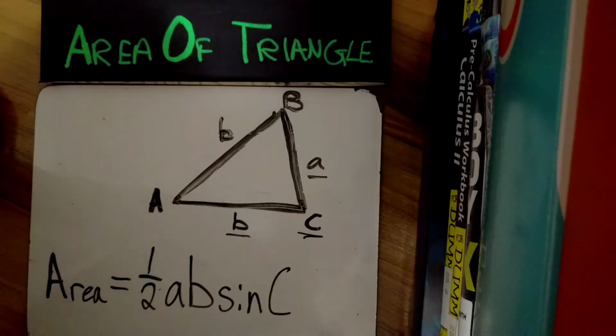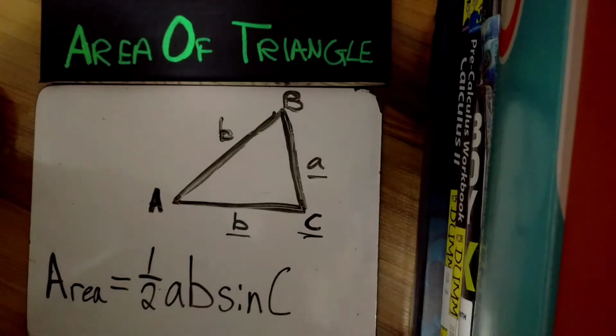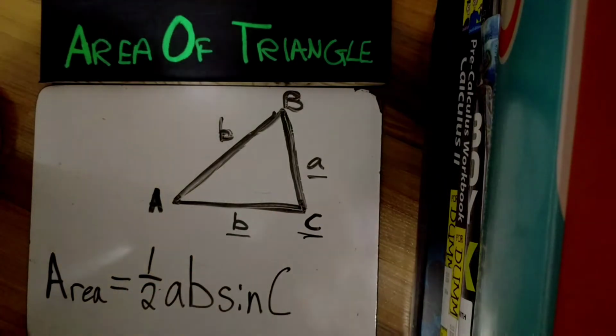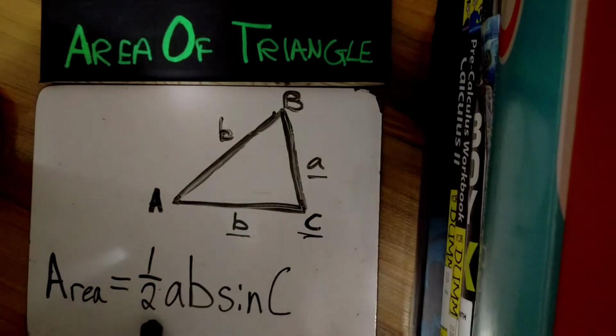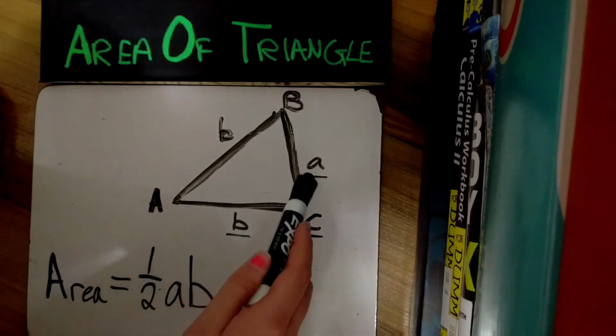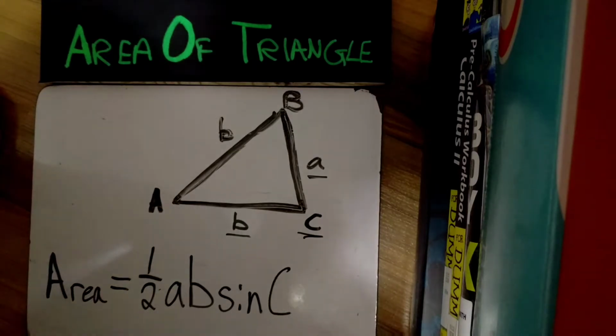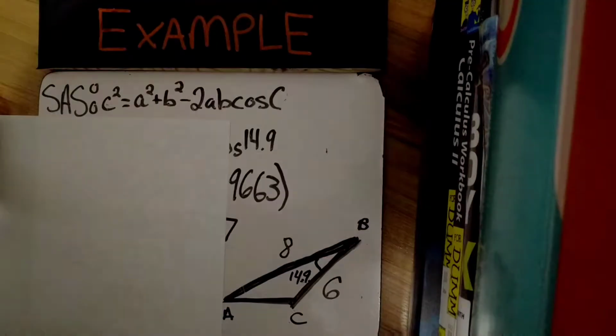This is the formula for the area. This can find the area of any triangle, including non-right triangles, which is what we have here. So the area of the triangle equals 1/2 ab, so here we have side a and b, sine of C, which is this angle here. That will find you the area of the triangle.